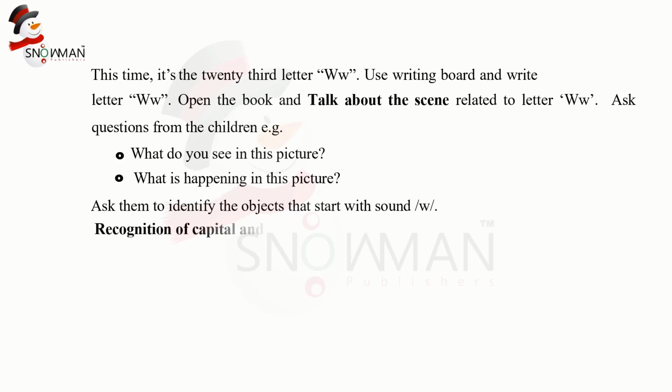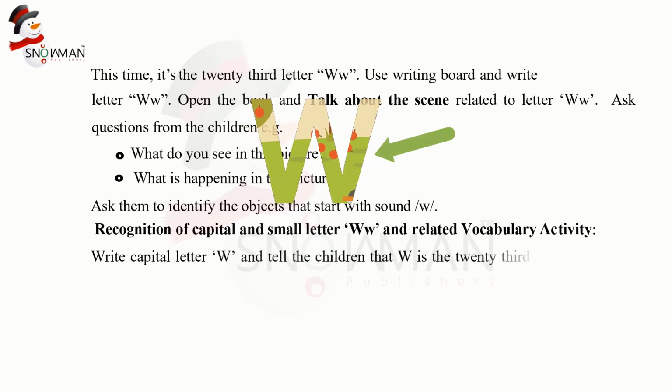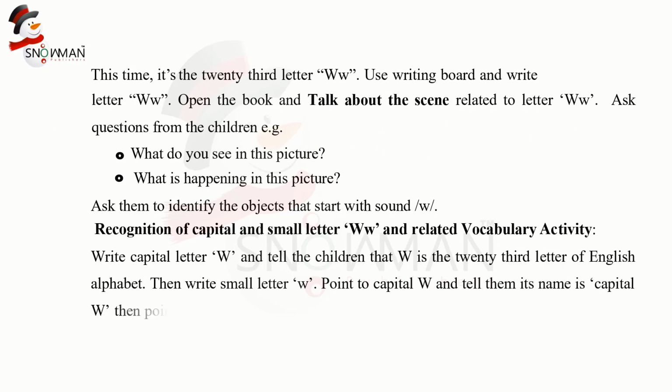Recognition of capital and small letter W and related vocabulary activity. Write capital letter W and tell the children that W is the 23rd letter of the English alphabet. Then write small letter W, point to capital W and tell them that its name is capital W. Then point to small w and tell them that its name is small w.